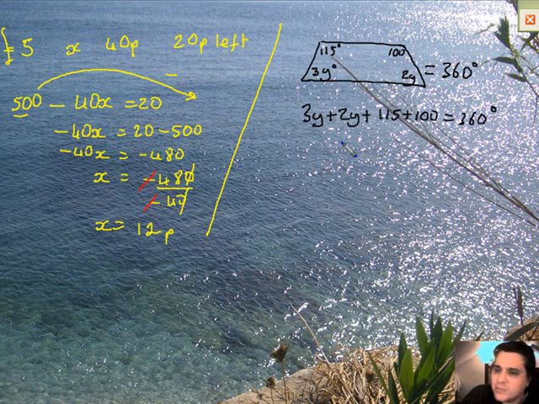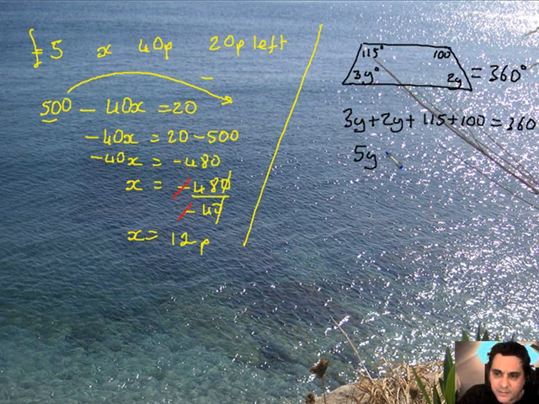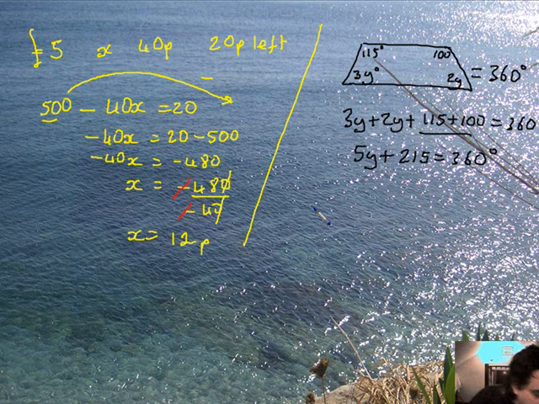Well, that'll do, but this is better. Simplify it as far as you can go. I've got 5y's plus, what's that come to? 215 makes 360. And that is my equation involving y's and the other remaining known angles. And solve your equation to find the value of y. Well, let's solve it. 5y equals 360.